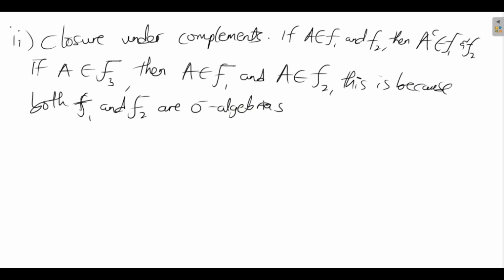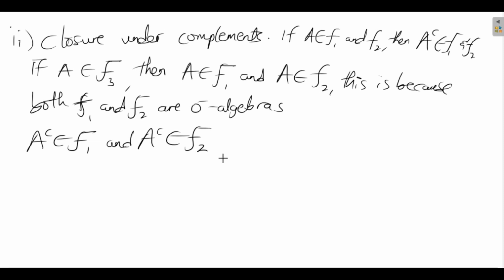Now we need to show that they are closed under the complement. Since F1 and F2 are sigma algebras, it means that A complement belongs to F1, and the same A complement also belongs to F2.